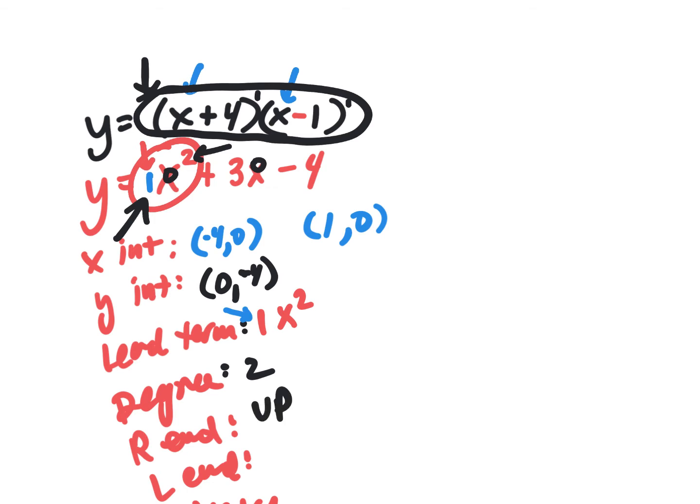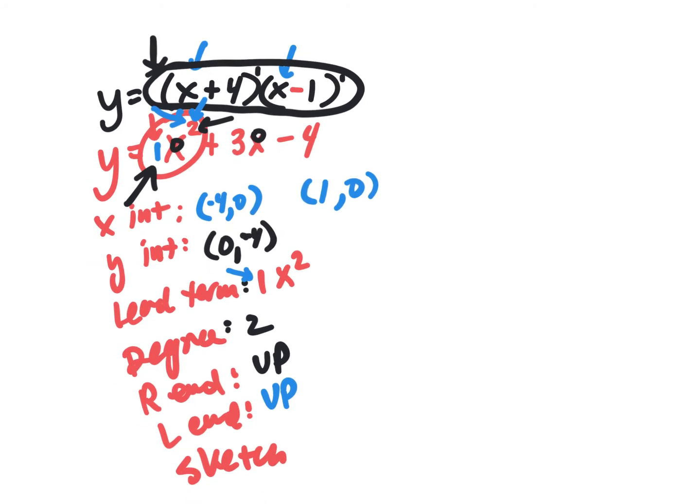The left end, you decide by looking at this power here. So this power right here was a degree 2. If that's an even number, you want both sides to be the same. So this one's up on the right, so it's up on the left. Since there was an even number here, the degree was even, then both ends do the same thing.